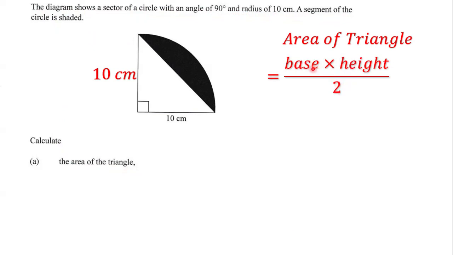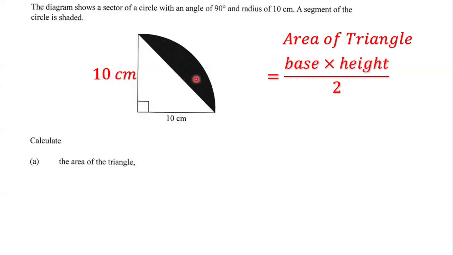Now in this question, what is the base? Well, the base is definitely 10 centimeters. The base of this triangle is 10 centimeters. And the height is this length. And this length is also 10 centimeters because this here is the radius of a circle. And this length right here, from the center of the circle to the circumference of the circle, is also the radius of the circle as well. So both of them are 10 centimeters in length.